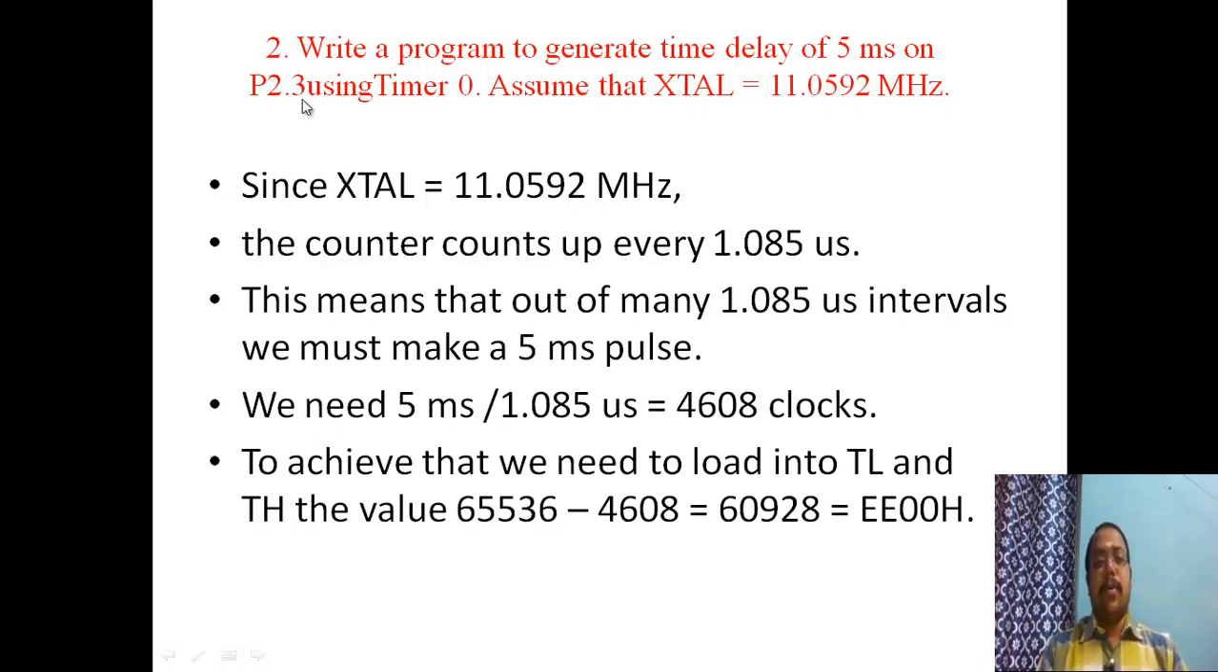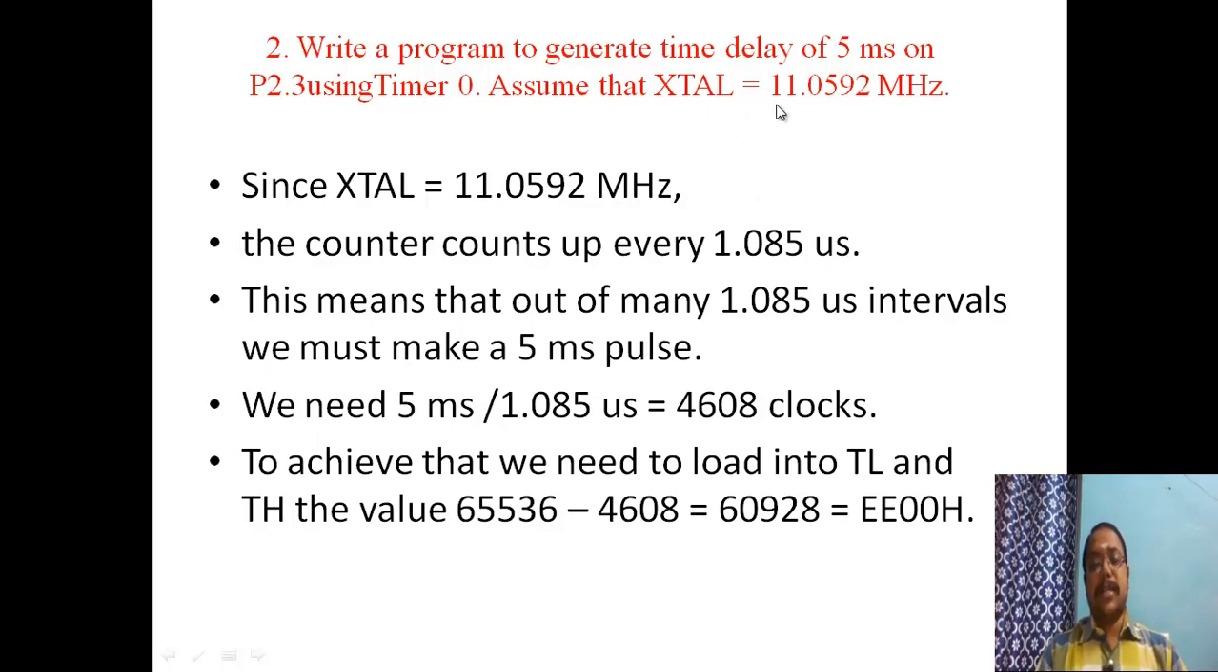Now I am simply changing it to port 2. So the output I want is across port 2, that is the third bit, bit number 3. Now the same timer 0 I am asking you to use, and I am asking you to set the crystal frequency as 11.05.